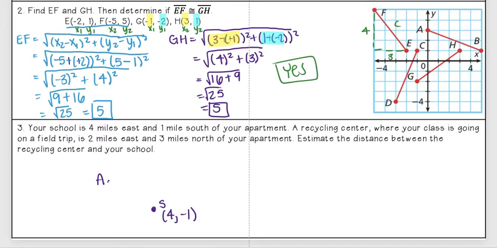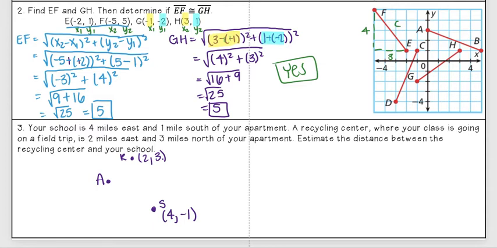And then it says the recycling center, where class is going on a field trip, is 2 miles east and then 3 miles north. So the recycling center is right here. So it's 2 miles east and 3 miles north. Estimate the distance between the recycling center and your school.